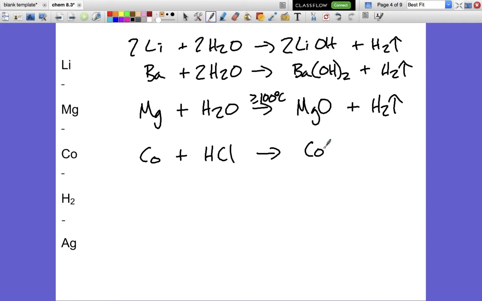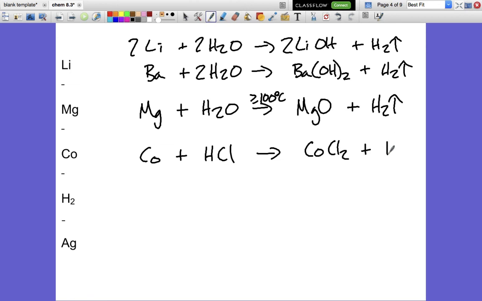Because sometimes you'll know and sometimes you won't. Even if you did know, you'd be like, well, is it going to be a tin 2 or a tin 4? Right? When you're making these products, always assume it's the 2. So unless it's aluminum or something from group 1, you're just automatically going to assume it has a +2 charge. And so I get this cobalt 2 chloride.